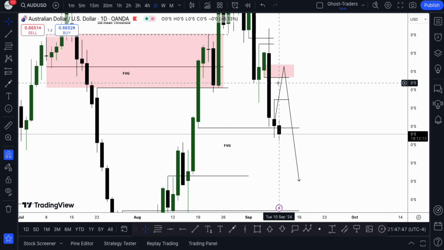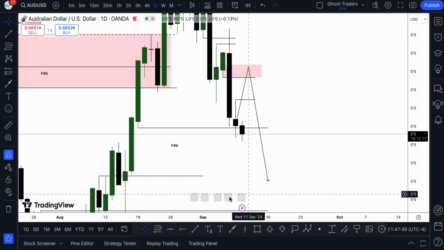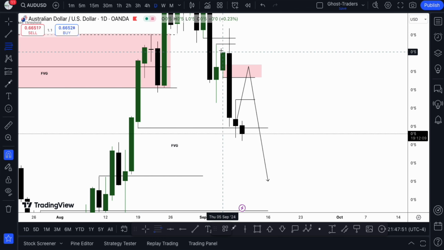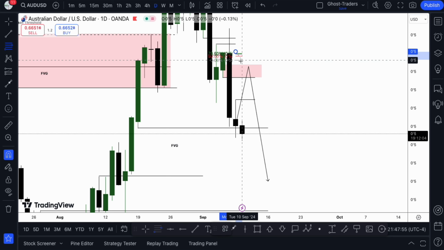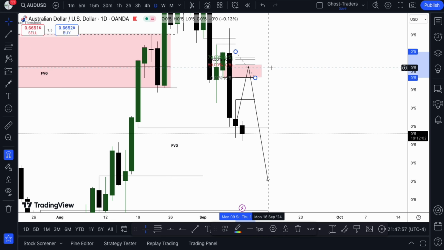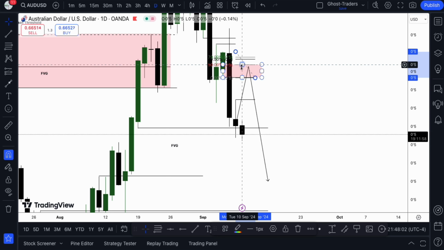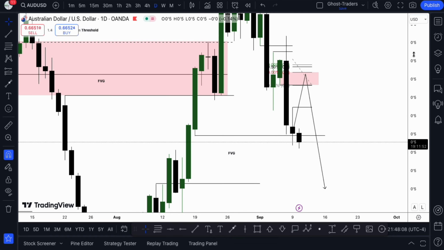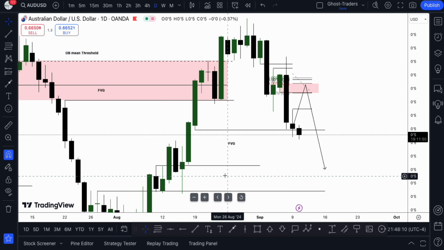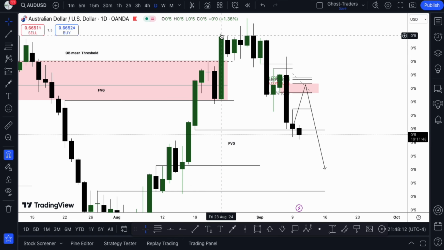So let me just zoom this a little bit and then put the fib just to get the mean threshold of this order block. Okay, so you can see somewhere here it's 50% of that order block. Okay, so let's wait and see what price does for this week. Basically that's it for the Australian US dollar.